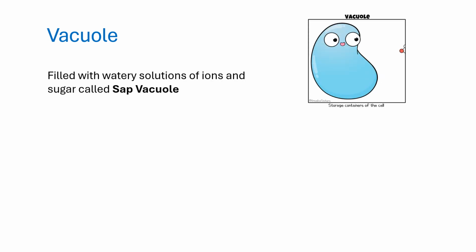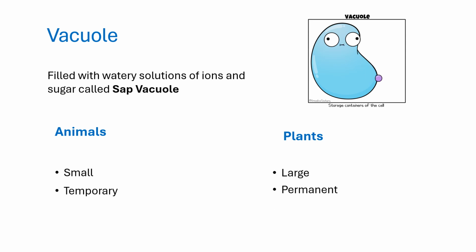Coming up, we have vacuoles. These are filled with watery solution and ions called sap vacuole. Animals have many temporary vacuoles, whereas plants have a large permanent vacuole. Vacuole has a membrane called tonoplast only in plant cells.